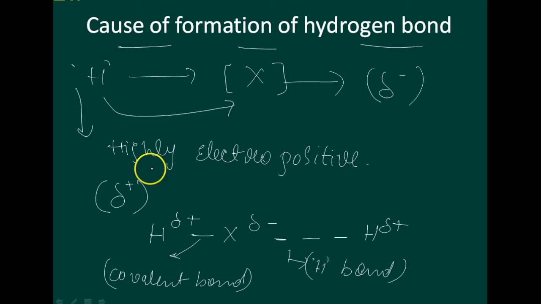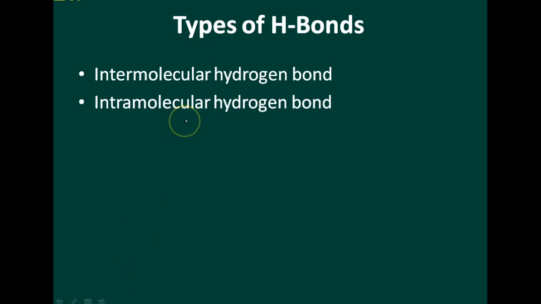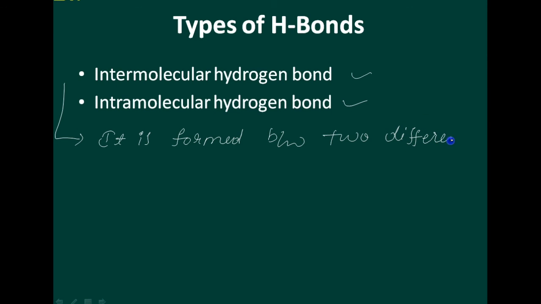Okay, got it. And next, types of hydrogen bonds. There are two types: intermolecular hydrogen bonds and intramolecular hydrogen bonds. Intermolecular hydrogen bonds are formed between two different molecules of the same or different compounds.